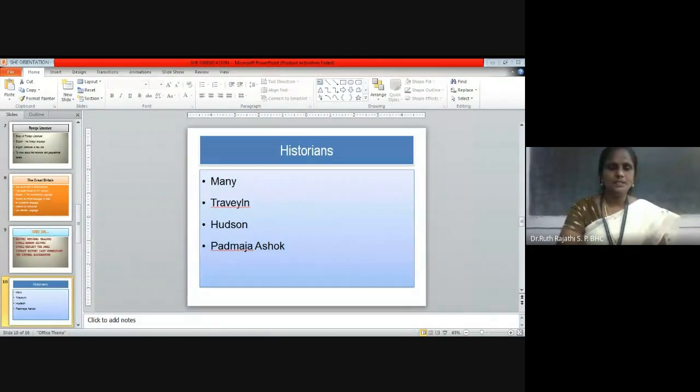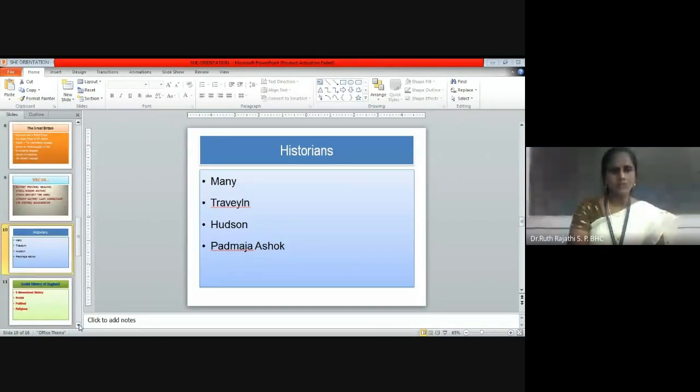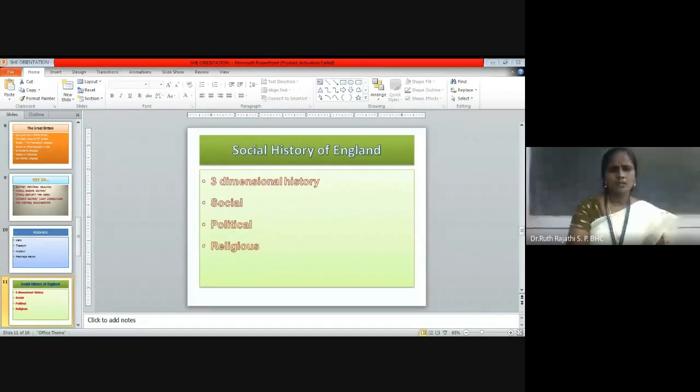So, in this particular slide, I have given you the historians who wrote histories about England and its literature. Okay, and we move to the next one. Social History of England, the exact paper prescribed for us in the semester. So, Social History of England by Padmachar Ashur is the book which we are going to study. Fine. And in this particular book, you have a three-dimensional history. And what are the three dimensions?